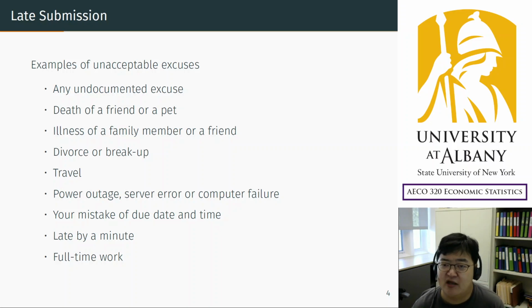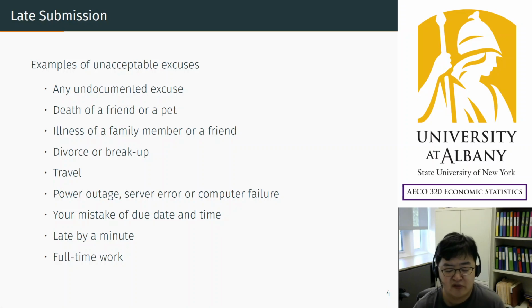And late by a minute. So if many students submit the homework late by 1 or 2 minutes or 10 minutes, but 1 minute late is late. Late submission is late, right? Cannot be an excuse. And full-time work.